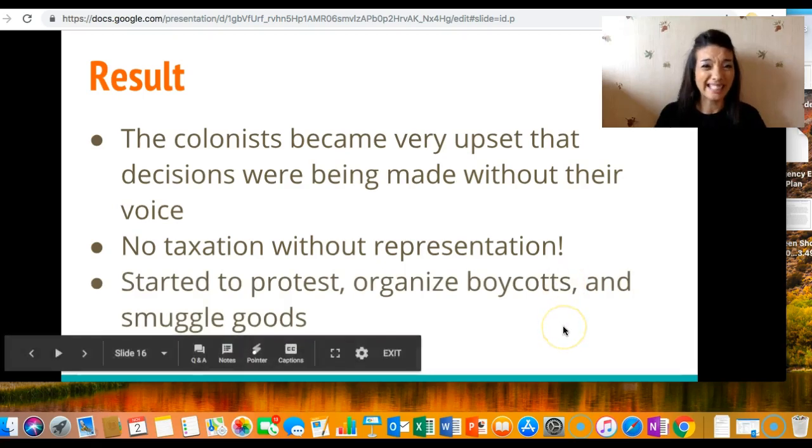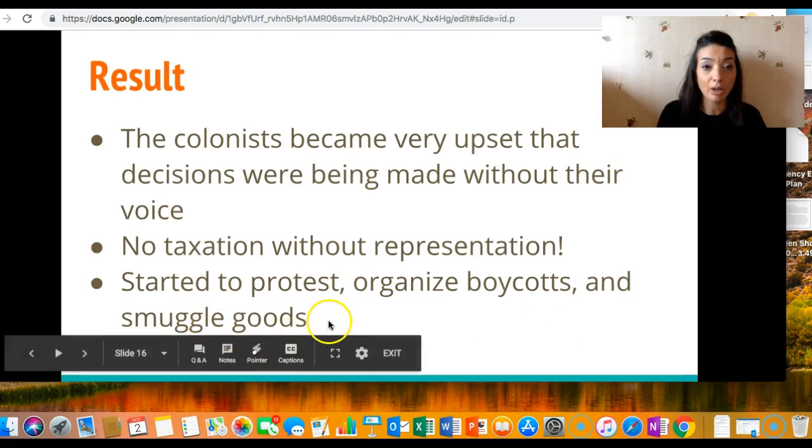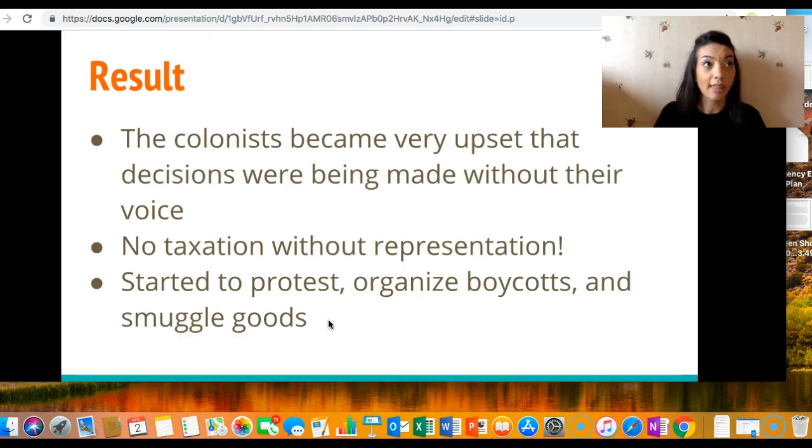Okay, so what they did, so this is the result, what the colonists did is they started to protest, they started to organize boycotts, and a boycott is when you say that you're not going to buy something, you're not going to pay somebody to use their services, so somebody's going to lose out on money. And they started to smuggle goods. So instead of paying the tax, say, on sugar, they might bring in sugar from another source besides the British and not tell the British they were doing it, and maybe do it in the middle of the night, and then they wouldn't have to pay the British the tax.